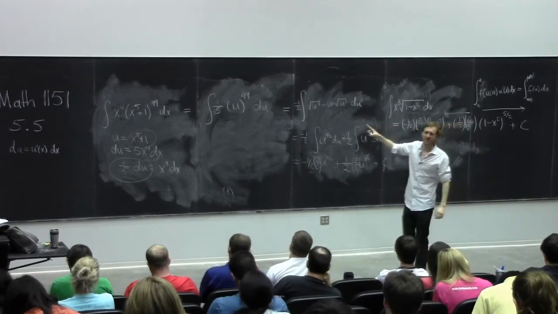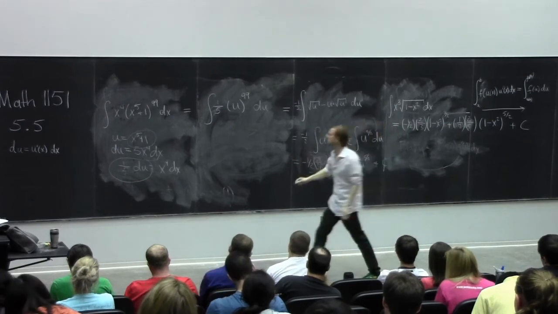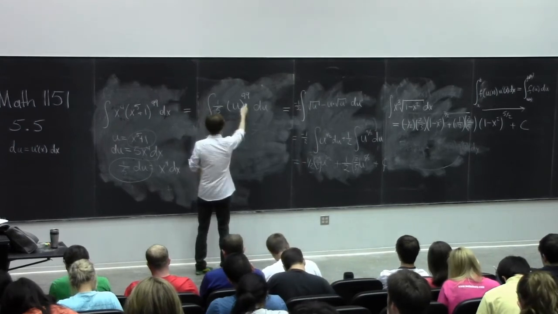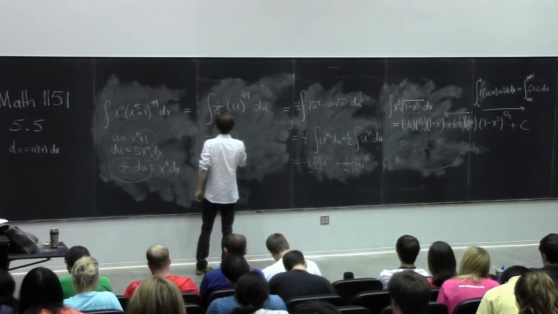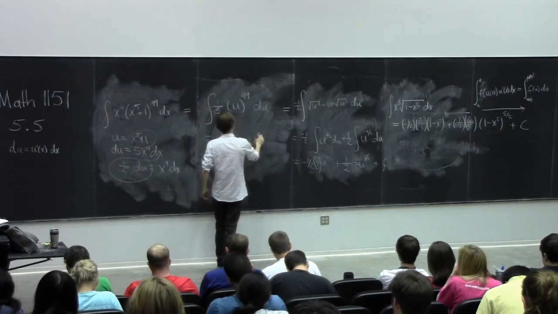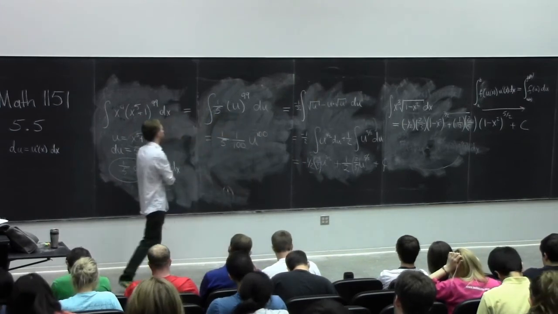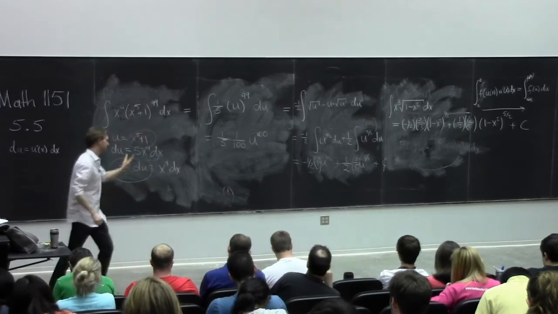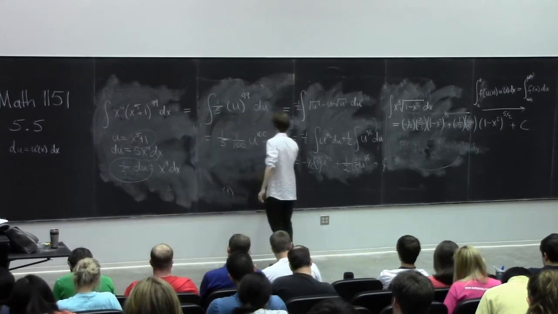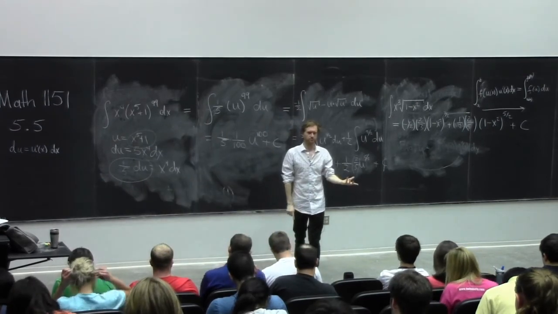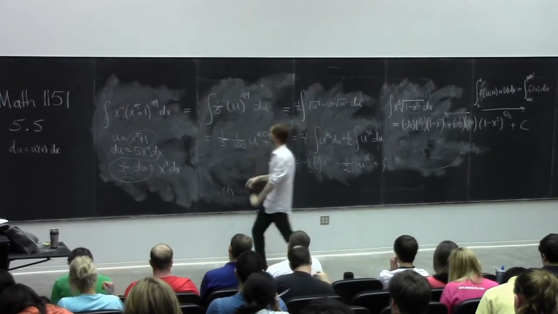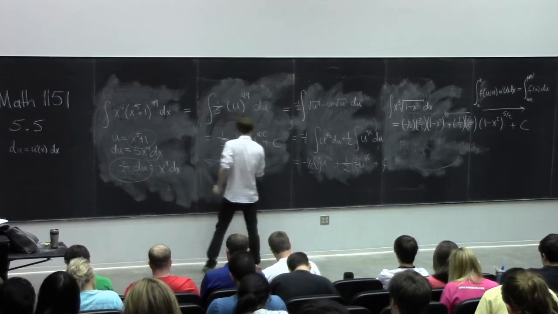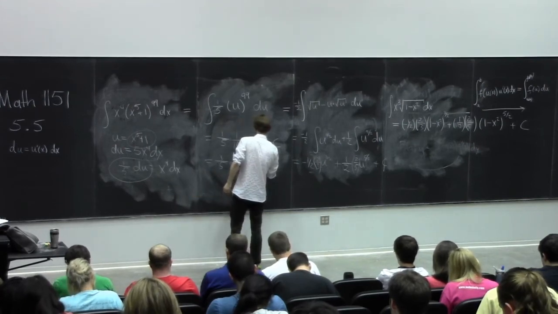Can we anti-differentiate this easily? Yes, no problem. This is equal to 1/5 times 1/100 u to the 100 plus c. And what's u equal to? x to the 5th plus 1. So it equals 1/5 times 1/100 times (x to the 5th plus 1) to the 100.